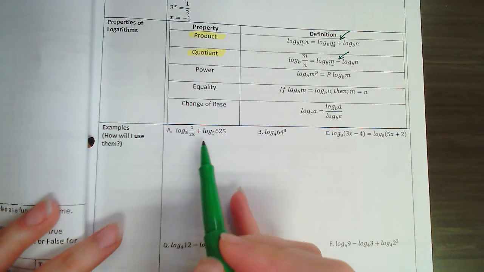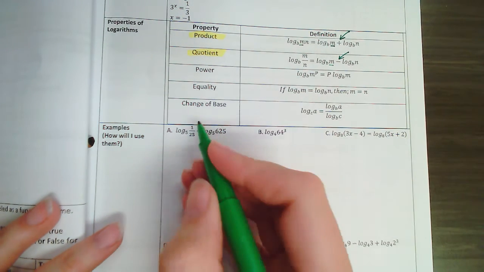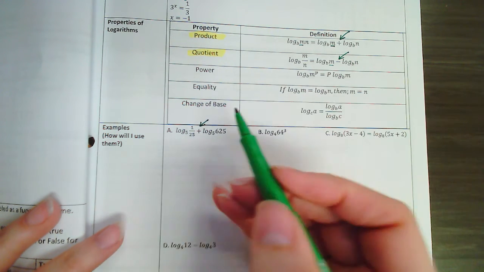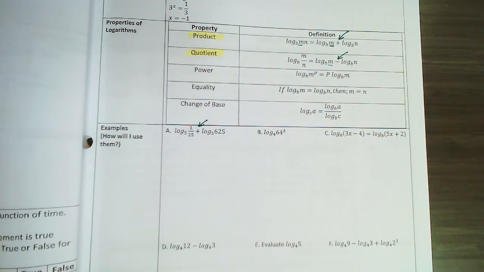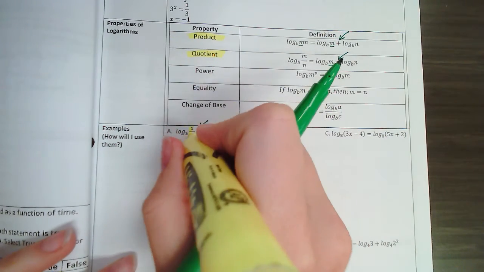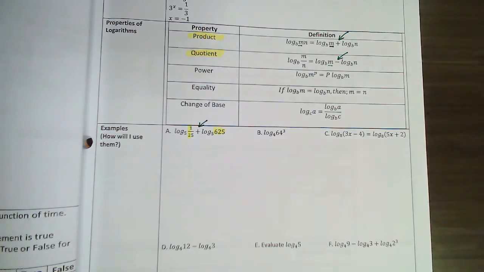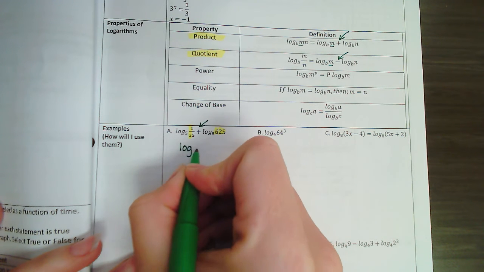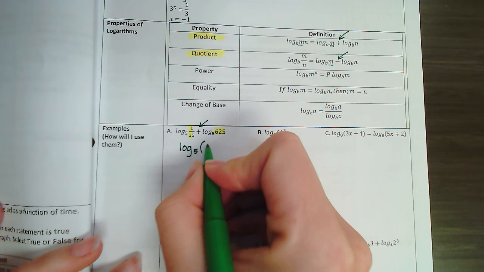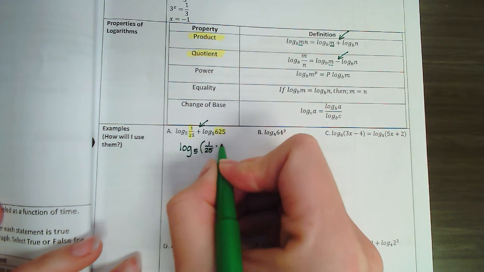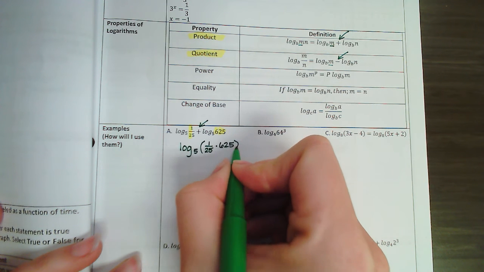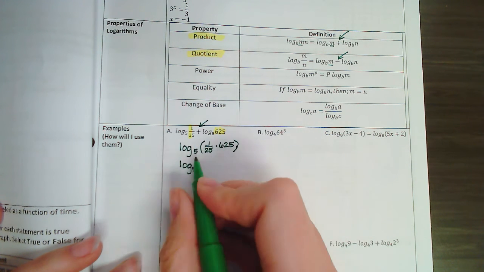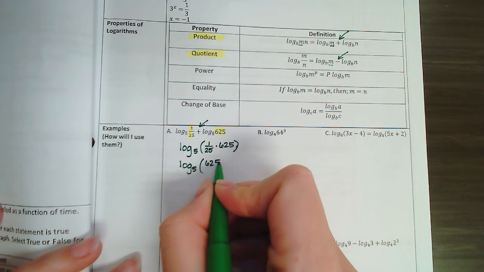So example A is a good one of the product property. You'll notice that it has an addition sign here, just like it has an addition sign here. So that means that I can multiply the 1 over 25 and the 625 together to create a single logarithm. The reason we can do this is notice that it has the same base of 5. And so we're going to say, okay, 1 over 25 times 625, and we can merge those together. So when we do this, we end up getting 625 over 25.